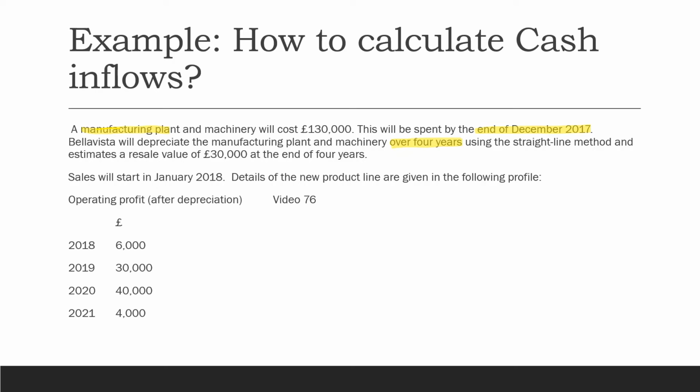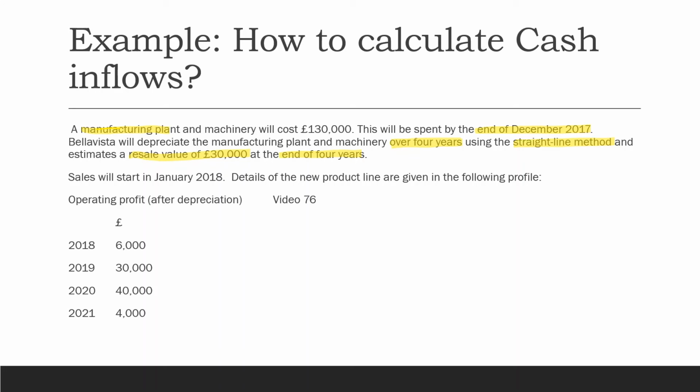The company is using the straight line method, and the resale value of that machinery is 30,000 at the end of 4 years. So you can use the word resale value, you can use the word scrap value, you can use the value of the asset at the end of its useful life, or salvage value. They all mean the same.